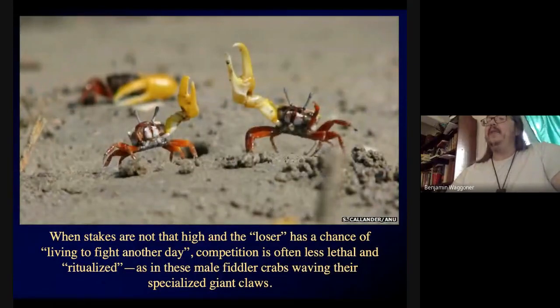When the stakes aren't quite that high, selection often favors methods of competition that are not lethal and that often look, quote, ritualized. Deer butting at each other with their antlers usually don't kill each other. They might hurt each other somewhat, but it's not necessarily fatal. And here's a marine example. These are male fiddler crabs.